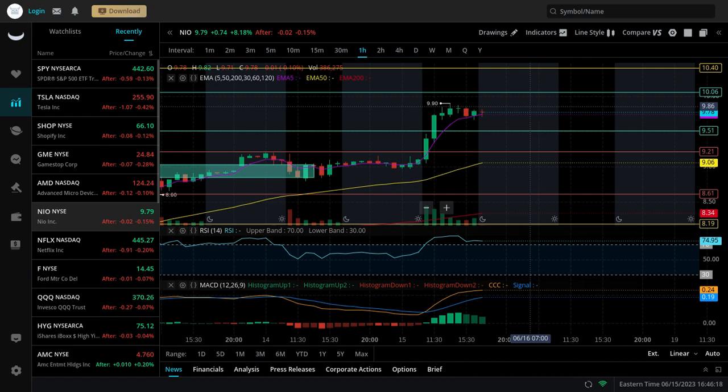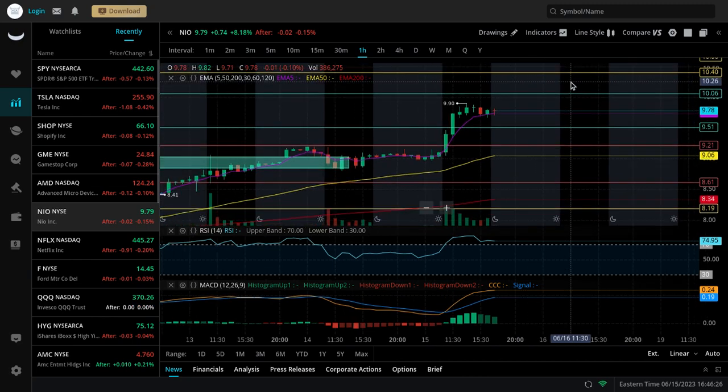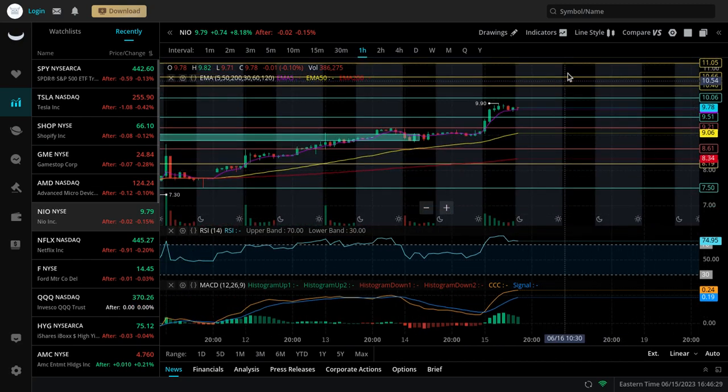If it breaks this, the next very important level is going to be 10.25 and then 10.4 in that zone, because we have an imbalance that's going to attract if it breaks above 10.25. If it breaks 10.4, watch 10.66. That's another imbalance. And then $11 after that.